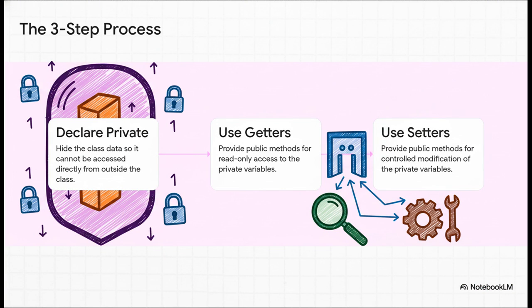First, you lock your data away. You declare it as private, which basically makes it invisible to the rest of the program. Then, you create a public getter method. This is like a little window that lets other code ask what the data's value is. And third, you create a public setter method, which acts as a secure front desk for other code to request a change to that data.